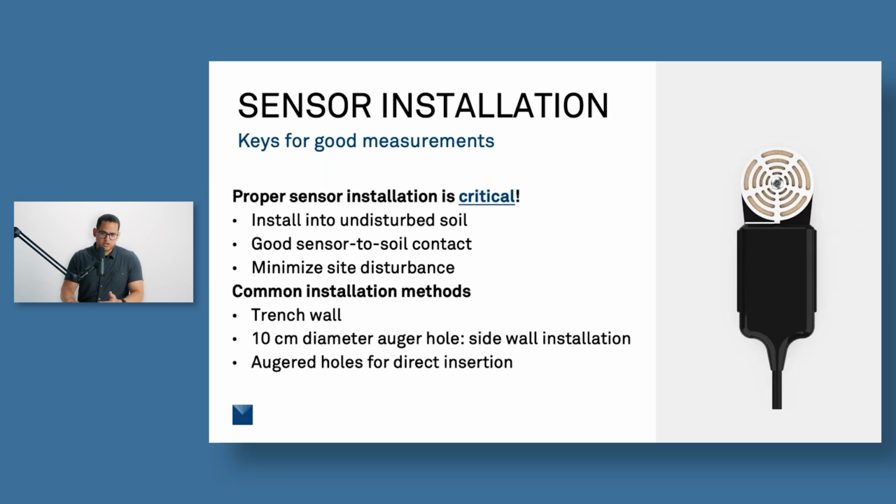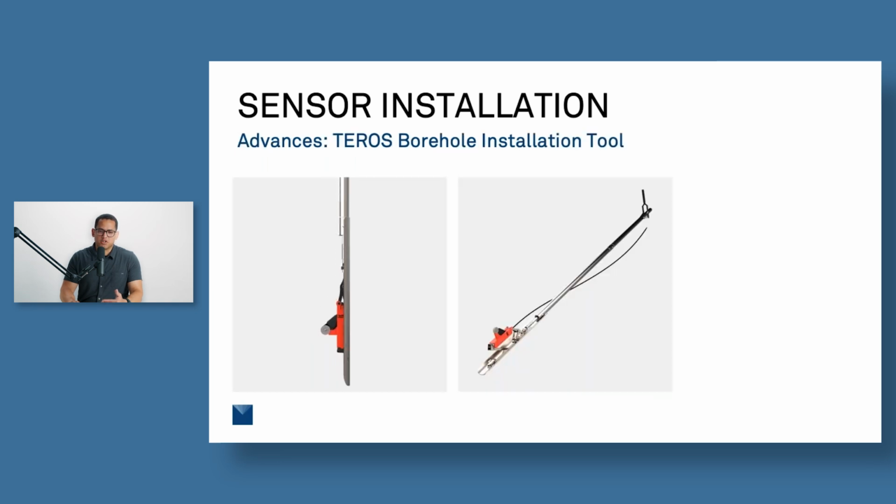One of the key parts behind getting good measurements is having the right tools to make those measurements, and this is something we've really spent a lot of time focusing on. You can make the best sensors around, but if you don't have the right tools and good installation, you're still not going to get good measurements. One of the tools we recently released is what we call the TEROS Borehole installation tool. It allows us to directly install sensors into the sidewall of a borehole down to pretty deep depths. We'll show what that looks like here in a second.